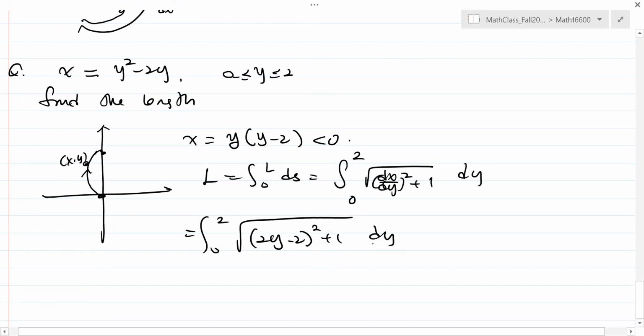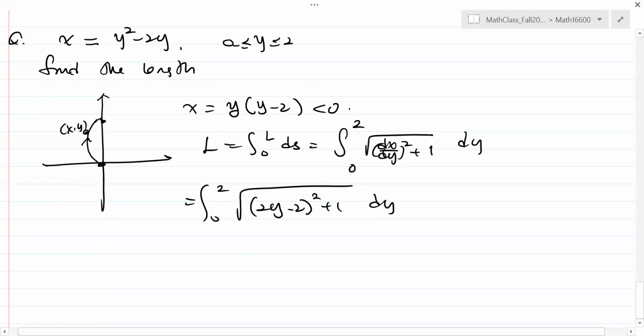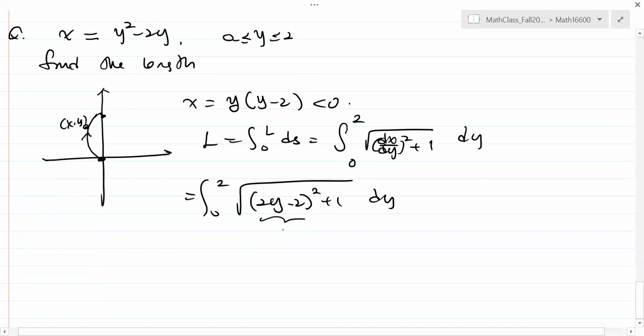What is next? Should you multiply this out? No, you just make it more complicated. 2y minus 2 is there, so what you should do is denote this part by u. You let u be 2y minus 2. When y is 0, u is negative. When y equals 2, u is positive. That gives the corresponding domain for u.